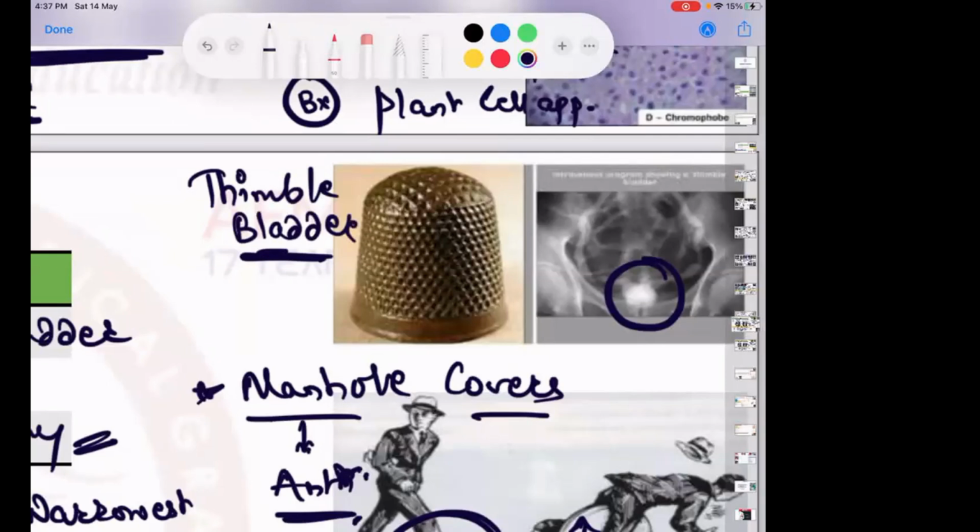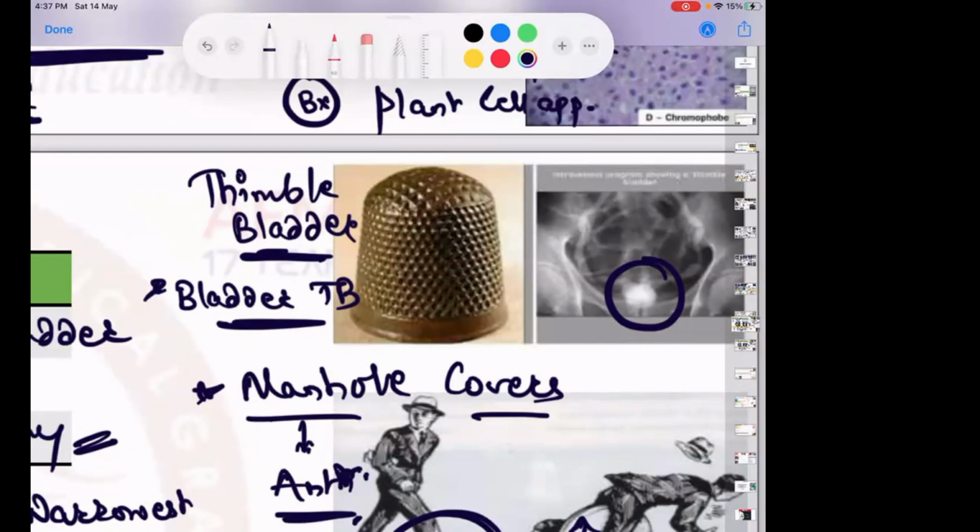A thimble bladder is usually a complication or sequel of bladder TB. Very good. And the treatment of choice for bladder TB is ATT, that is, anti-tubercular therapy.